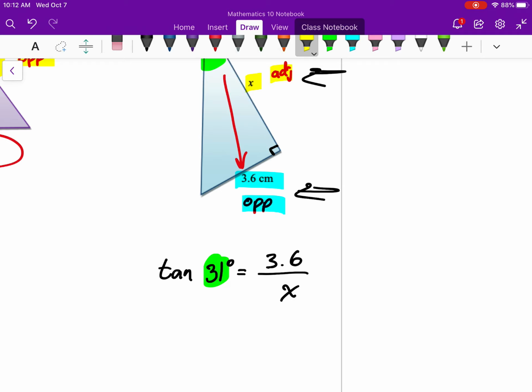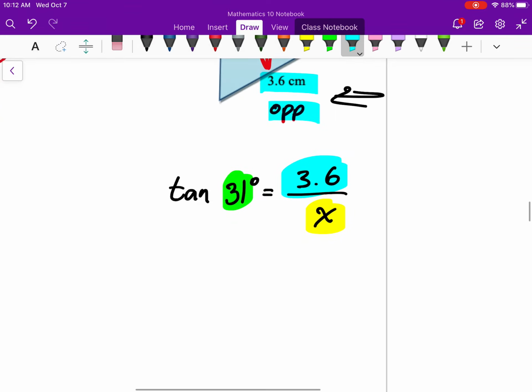All right, most important part is done. I have my ratio figured out. I know it's tangent. I have it set up, 3.6 over x. Now I can solve for x.